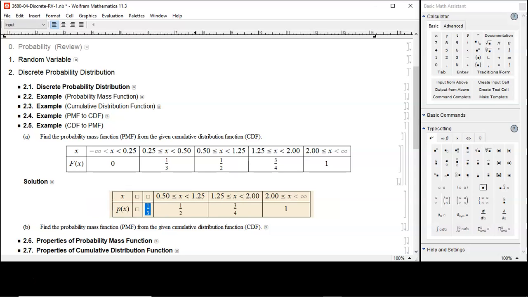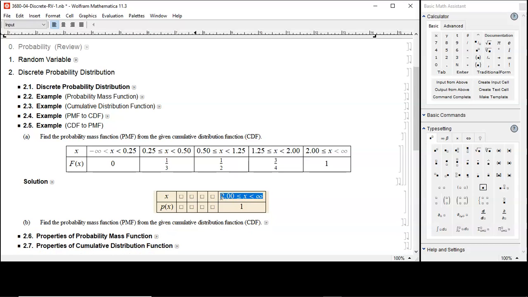So let's erase all those and prepare the table. Now look at this, and you can see where the break or jump is taking place. What is the smallest x value where a jump is taking place? 0.25, and 0.5 and then 1.25 and 2.0.